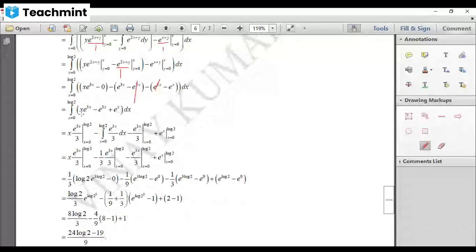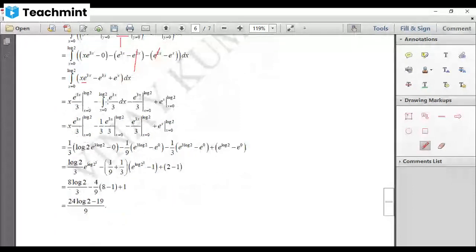First you have to apply integration by parts. Keep x as it is. The integral of e to the power of 3x is e to the power of 3x divided by the coefficient of x, which is 3, minus the integral of this integrated answer into the derivative of x, which is 1. Minus the integral of e to the power of 3x is e to the power of 3x divided by the coefficient of x, which is 3, plus the integral of e to the power of x is e to the power of x divided by the coefficient of x, which is 1. Now you know the integral of e to the power of 3x is e to the power of 3x by 3. Again you will get one more 3 here.